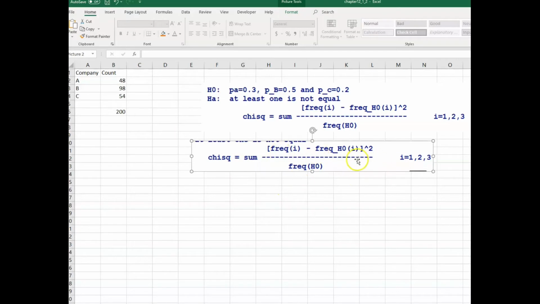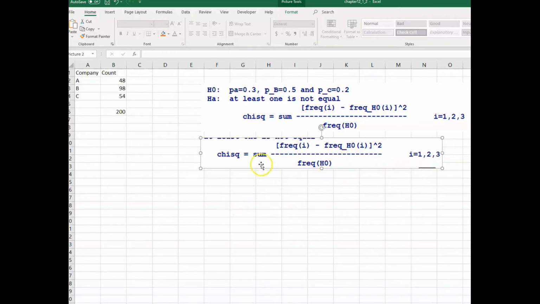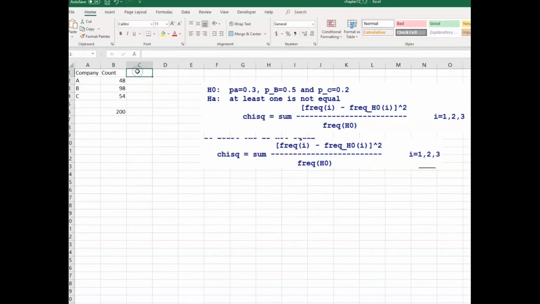Okay, so this is our calculated result. Okay, so this is probability. For the first one we know it's 30%, and the second one is 50%. We simply type. The last one will be 20%. Okay, so this is count 48, 98, and 54. Okay, so let's look at the count. And so this is called expect. So this is expect count.